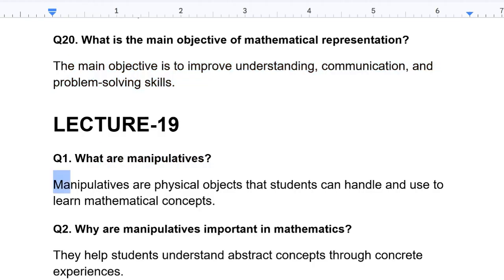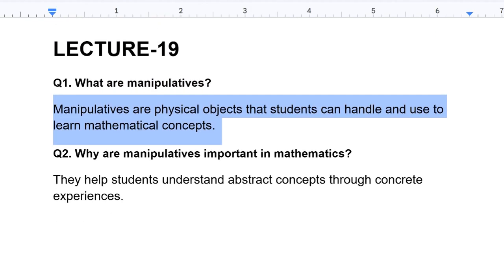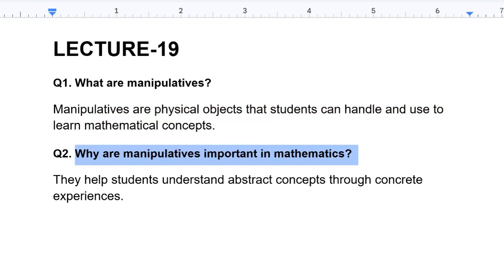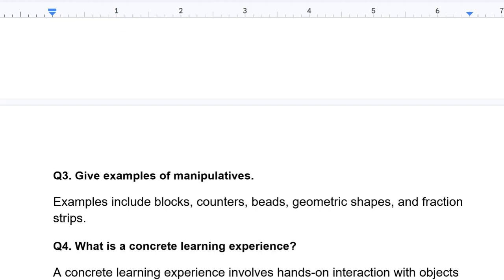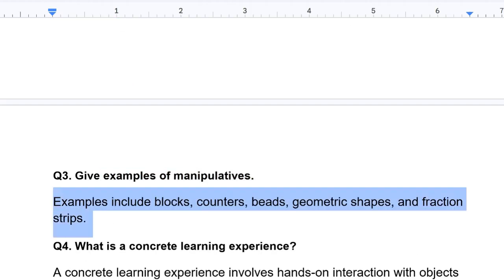What are manipulatives? Manipulatives are physical objects that students can handle and use to learn mathematical concepts. Why are manipulatives important in mathematics? They help students understand abstract concepts through concrete experiences. Give examples of manipulatives. Examples include blocks, counters, beads, geometric shapes, and fraction strips.